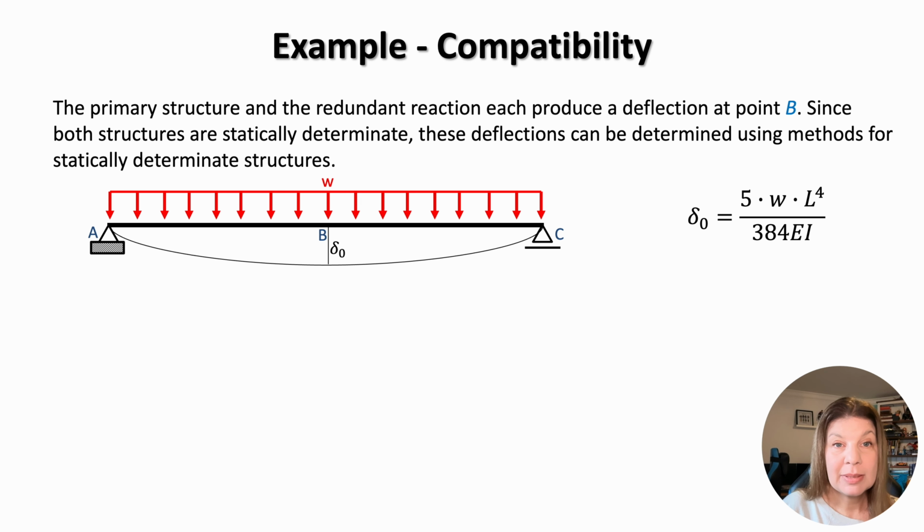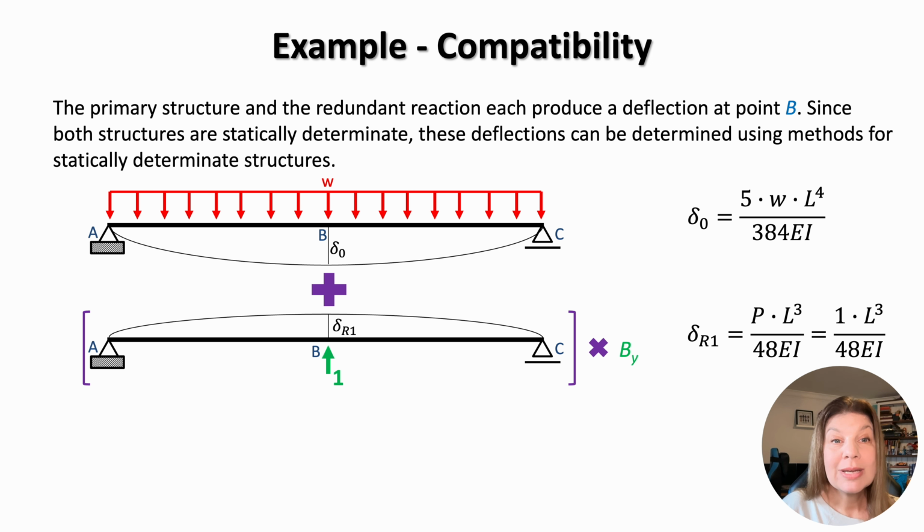As expected, the beam deflects downwards under this applied loading. However, as we know, this alone does not represent the full beam. We need to consider the second structure that makes up the full original beam. Now, here we face a slight problem. We don't yet know the value of the redundant reaction By, so we cannot calculate its deflection directly.